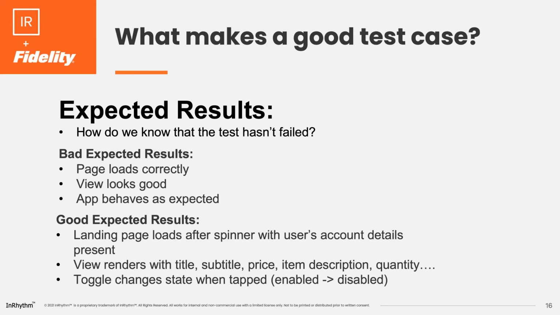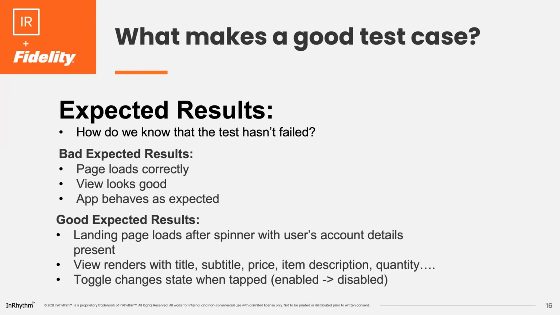Ways that we can improve that with our good expected results: landing page loads after spinner with users' account details present. That's great, right? The account details may shift. We don't want to have breakable tests, but this communicates exactly what I need to be asserting to know that I completed the step correctly.